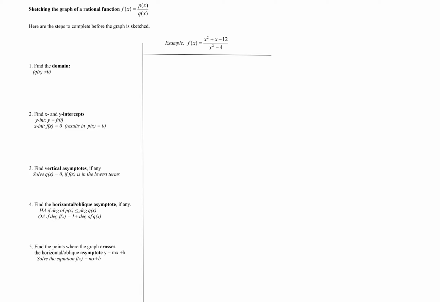We'll start with the domain of the function. Since it is a rational function, to find the domain we need to solve the equation denominator equals 0 and exclude the zeros of the denominator. So we'll have x squared equals 4, and therefore x equals plus or minus 2. And therefore the domain of that function is the set of all x's such that x is not negative 2, not 2.